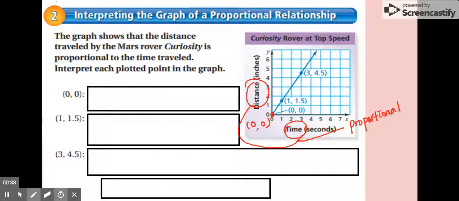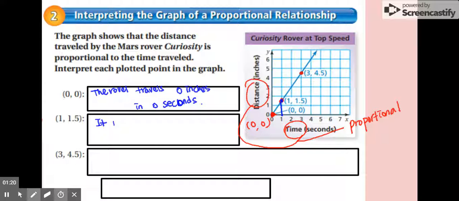Now, how can you interpret (0, 0), (1, 1.5), and (3, 4.5)? So (0, 0) means that the rover travels, I need you to copy all down, travels 0 inches in how many seconds? 0 seconds. It doesn't go anywhere. Okay, 0 seconds. And what about (1, 1.5)? For 1 second, it travels how many inches? 1.5 inches.